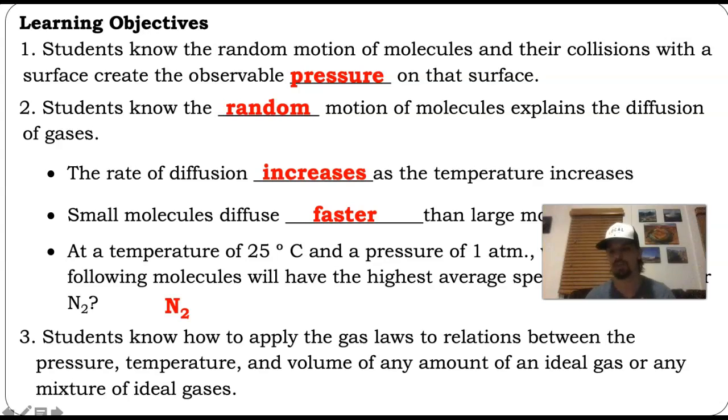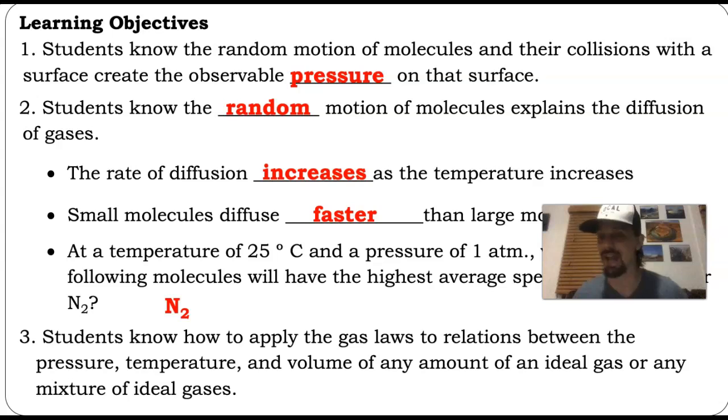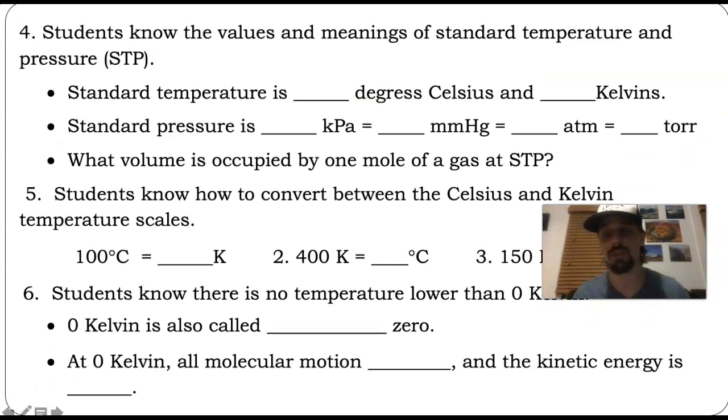And then learning objective number 3 says students know how to apply the gas laws to relations between the pressure, temperature, and volume of any amount of an ideal gas or mixture of ideal gases. That is using your gas laws. So we don't need to fill in any blanks there. But we do have a few more fill in the blanks with the numbers 4, 5, and 6.